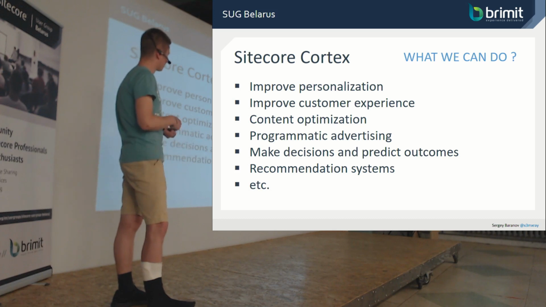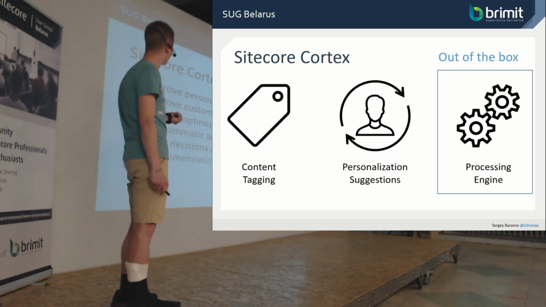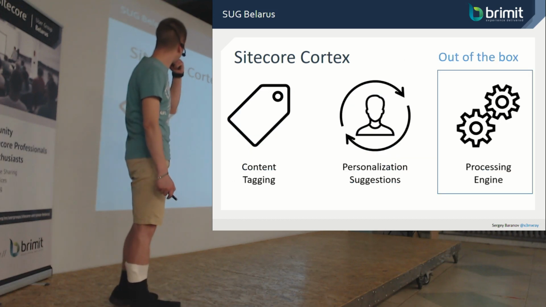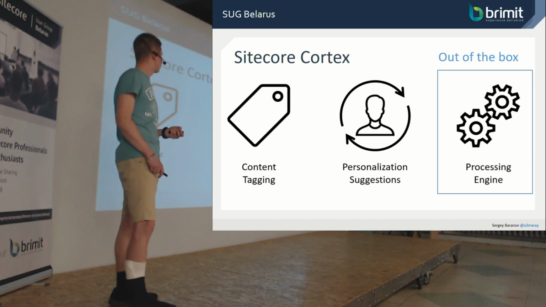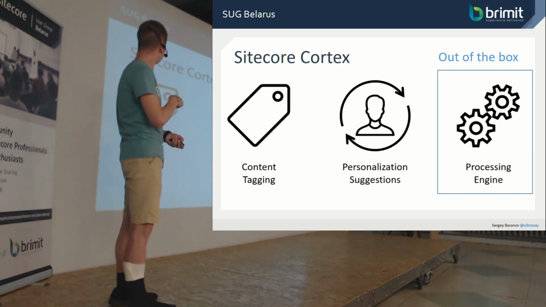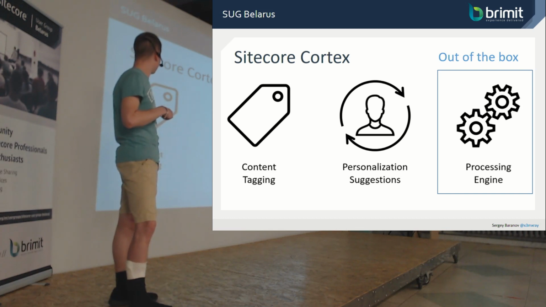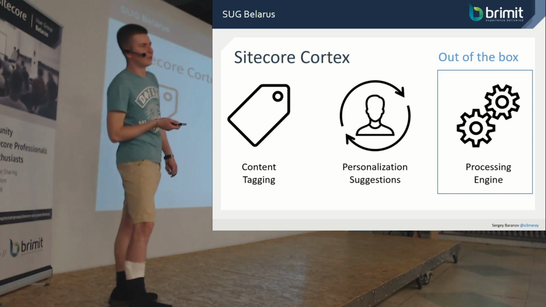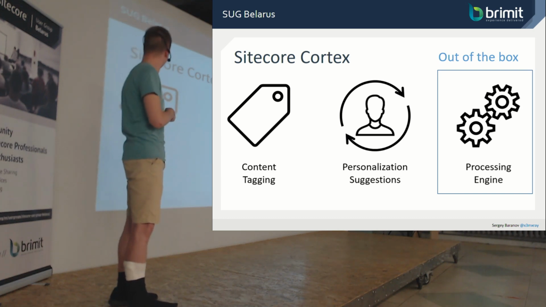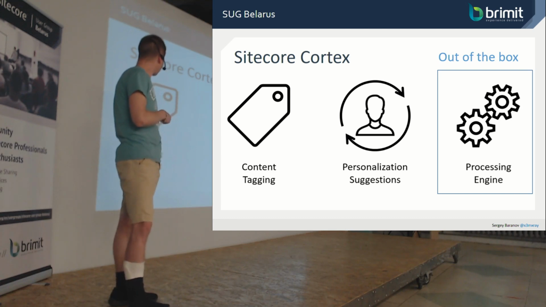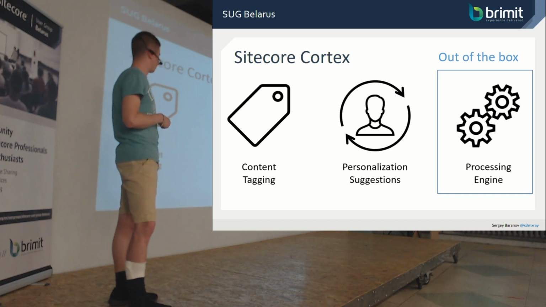If you're not familiar with machine learning, it's not so easy to start. Let's have a look at what we have in Sitecore Cortex out of the box. The simplest feature that Sitecore implemented in version 9 is content tagging. Maybe someone has tried it? How does it work? No? Okay, content tagging is a very simple feature that you can install in 5 minutes.